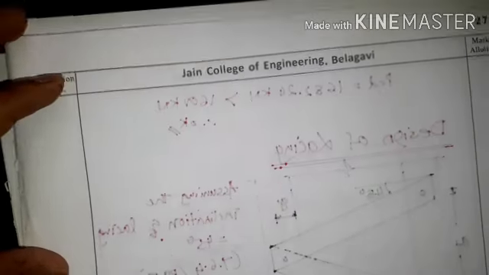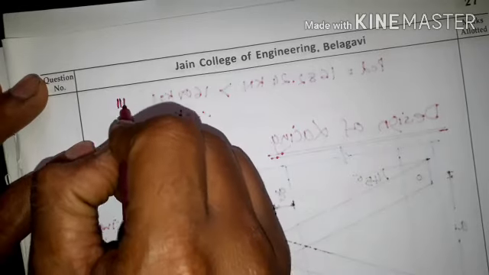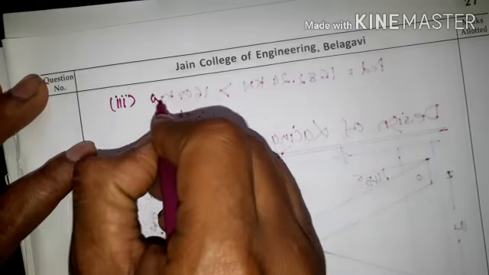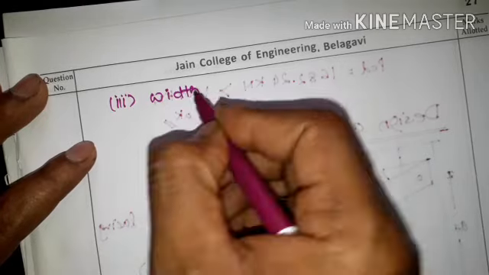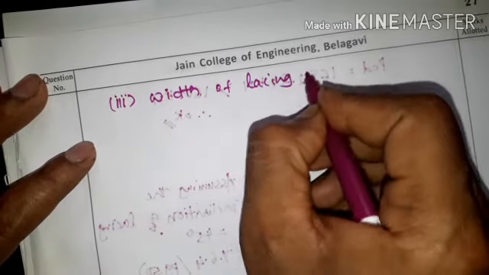Next, after thickness, is the width of lacing plate. Third one is the width of lacing plate.